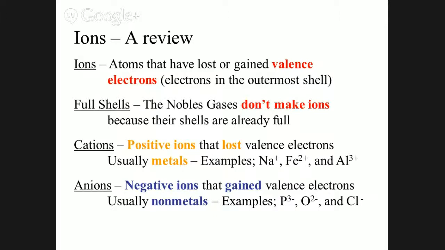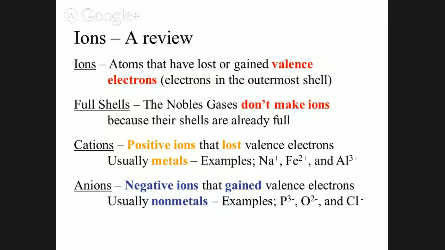Electrons in the outermost shell. We're always going to be talking in this unit about the valence electrons. And of course, the noble gases don't make ions because their shells are already full. However, the point really of this whole unit is everybody else, which does not have full shells already, wants to be like the noble gases and do something to have full shells. And so that's where these bonding and compounds will come in.